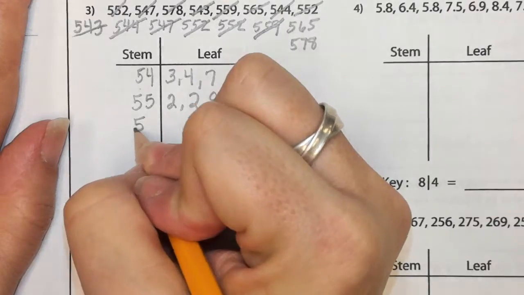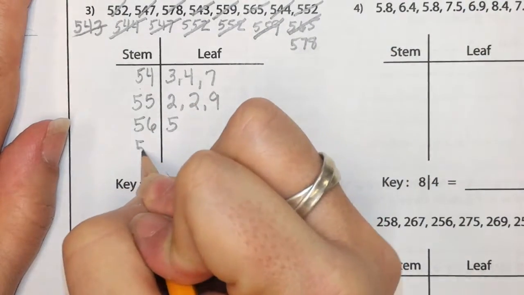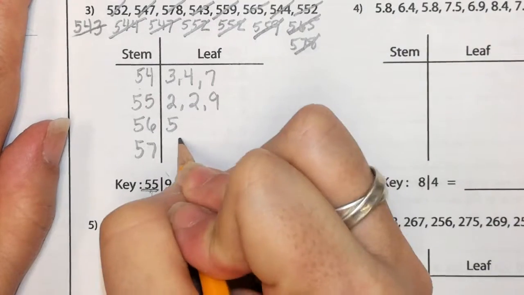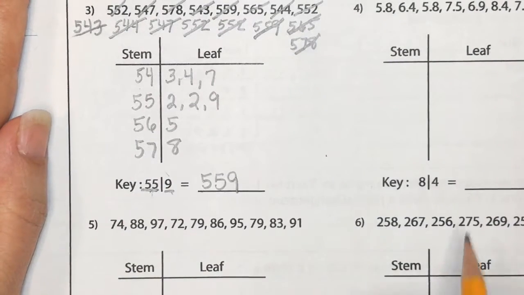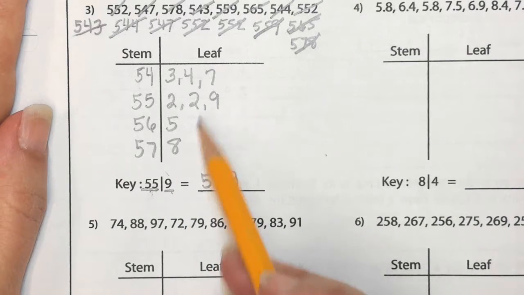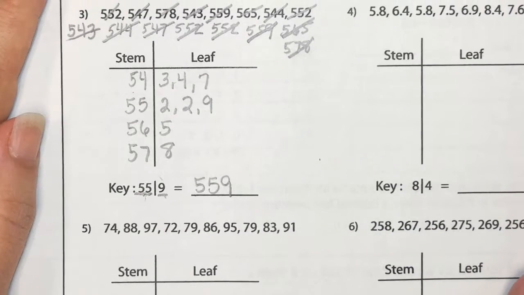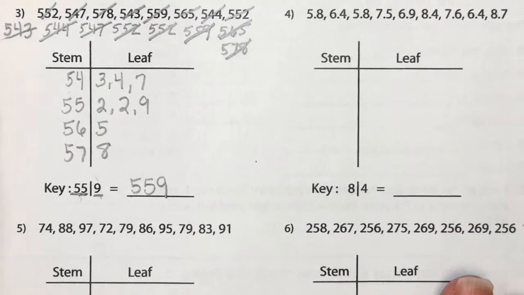Now I'm on 56 with a 5. And 57 with an 8. Okay? It has to be in this order, so just be very picky. Very, very picky. Okay? Now, I have a question. Look at number 4.